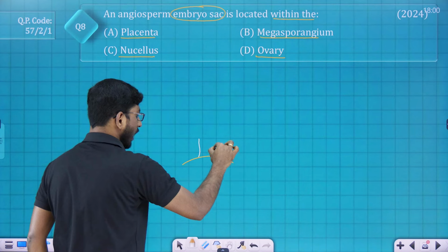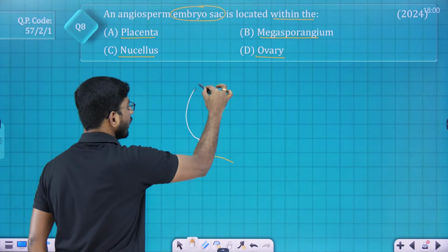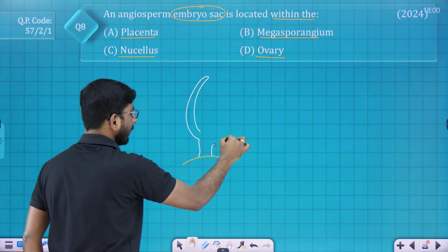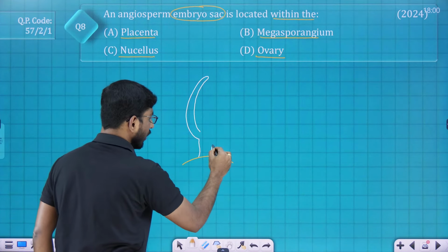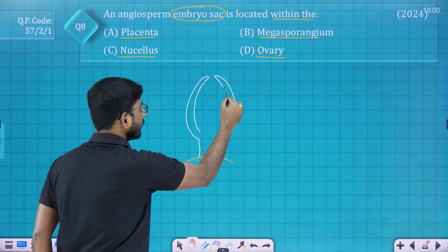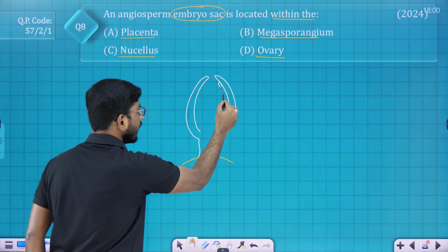These are the funicle. And this big one is called integuments. I'm writing, this is integuments. How many integuments are there? Two integuments are there, outer integument and inner integument, right? This is the outer integument and this is the inner integument.